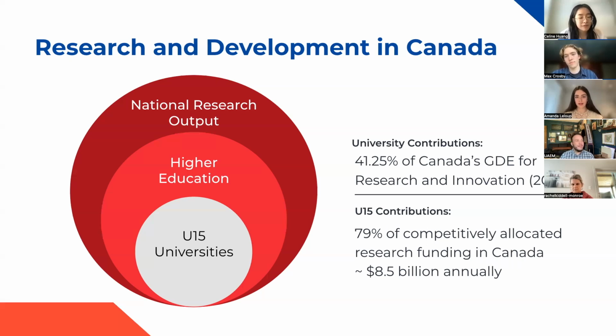And further, the U15, which is the collective of Canada's 15 most prominent research universities that our report card focuses on, report that they altogether could conduct approximately $8.5 billion of research annually, comprising about 79% of all competitively allocated research funding in Canada. So because of their significant contributions to Canada's national research system and output, these institutions are uniquely positioned to influence the accessibility of the health technologies that they research, develop, and then later license.